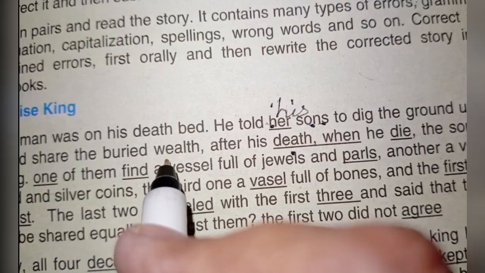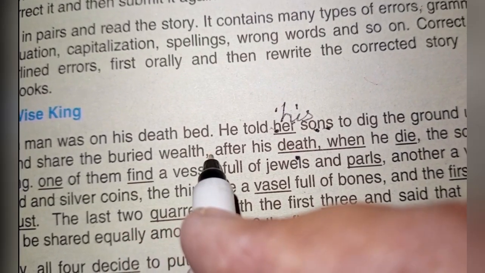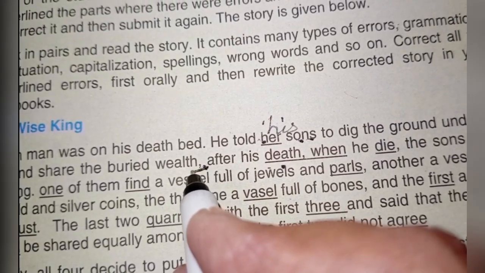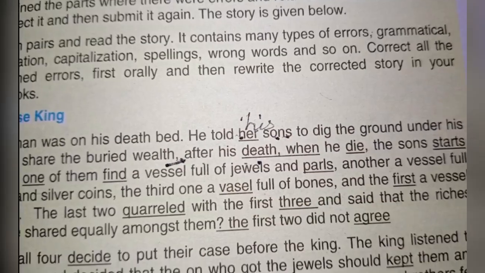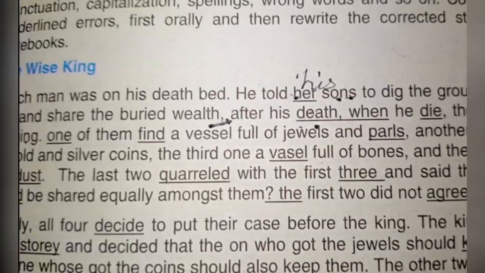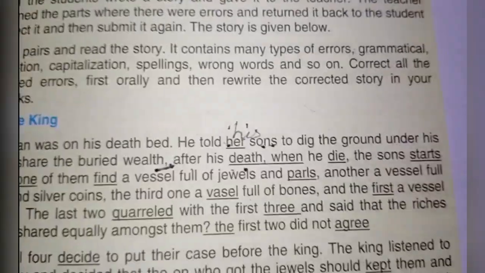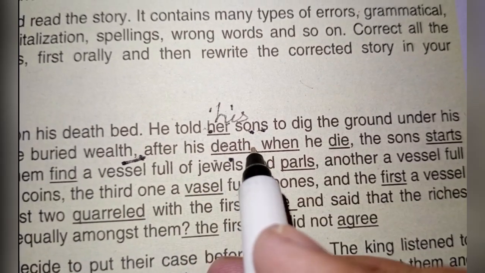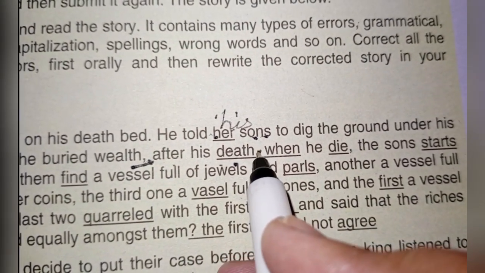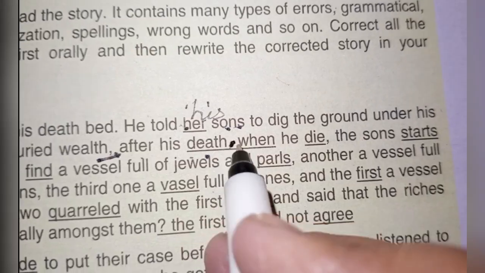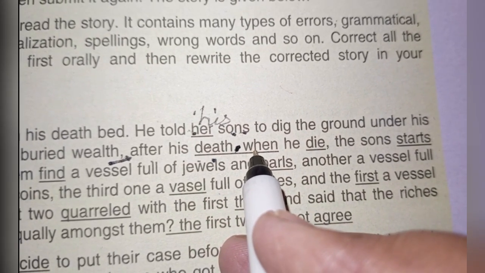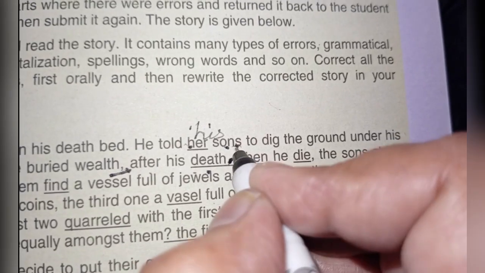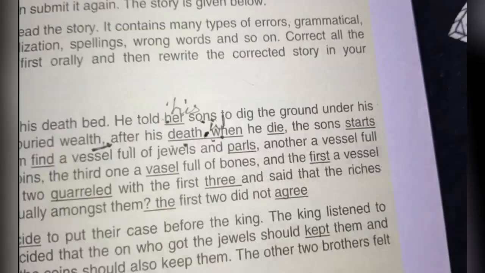Now here you are looking at "the buried wealth after his death". A comma should not be placed here. So I am removing the comma from here because the sentence continues till "after his death". So after his death there would be a full stop instead of a comma. Now when a new line is started, you will capitalize the first word, W.